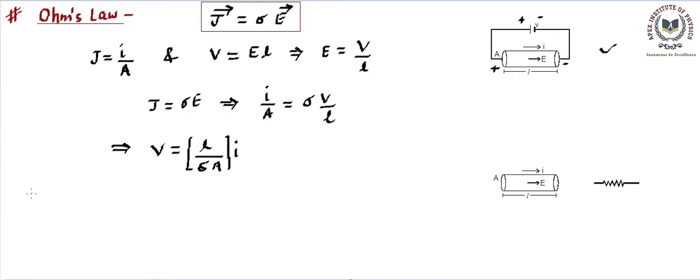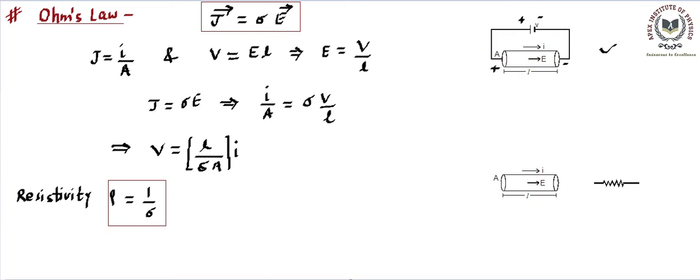Now we also defined one term called resistivity. Resistivity is defined as rho, which is equal to 1 upon conductivity. So conductivity and resistivity are reciprocal to each other. That's also one important formula, and both are related to the property of materials. Conductivity tries to explain how easy it is for electrons to conduct inside the conductor, whereas resistivity talks about how difficult it is for electrons to conduct inside the conductor. So resistivity talks about difficulty, whereas conductivity talks about easiness in the conduction of electrons. So they are reciprocal to each other.